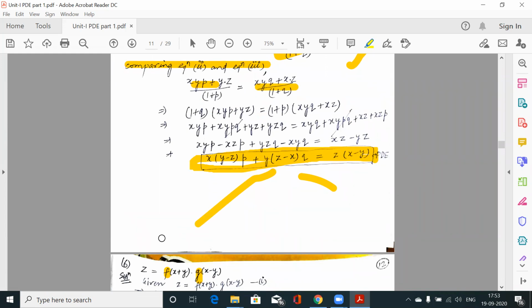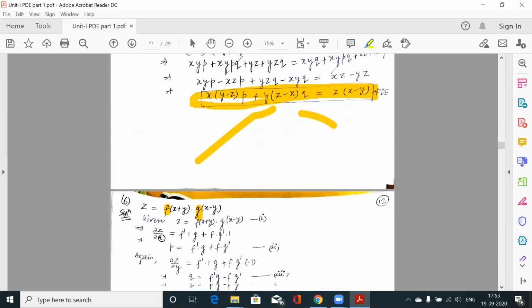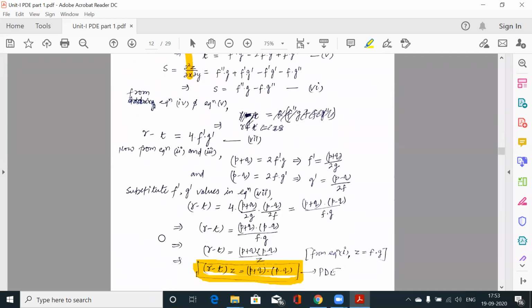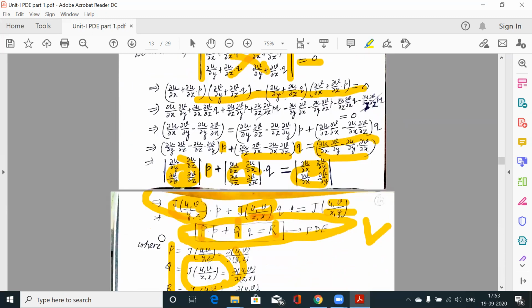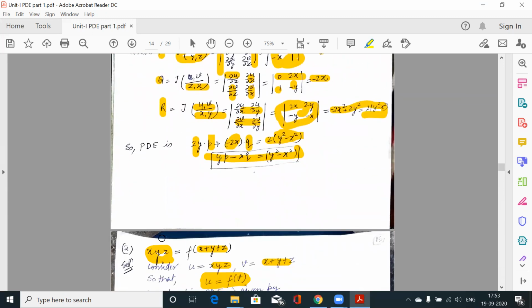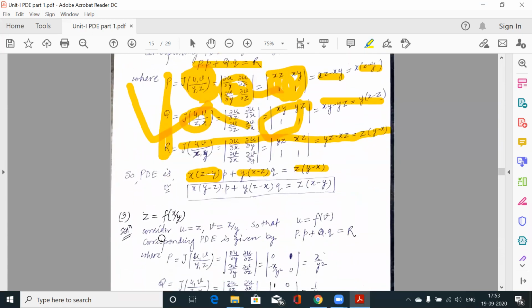If you are given a question in a particular form, phi of u, v is equal to 0, u is equal to function of v, v is equal to function of u, then we know the answer indirectly, that our answer would be of the type Pp plus Qq is equal to R. So directly we can calculate the Jacobians, and after substituting the values of Jacobians, we get our answer. So concept 3 is the particular case of concept 2.